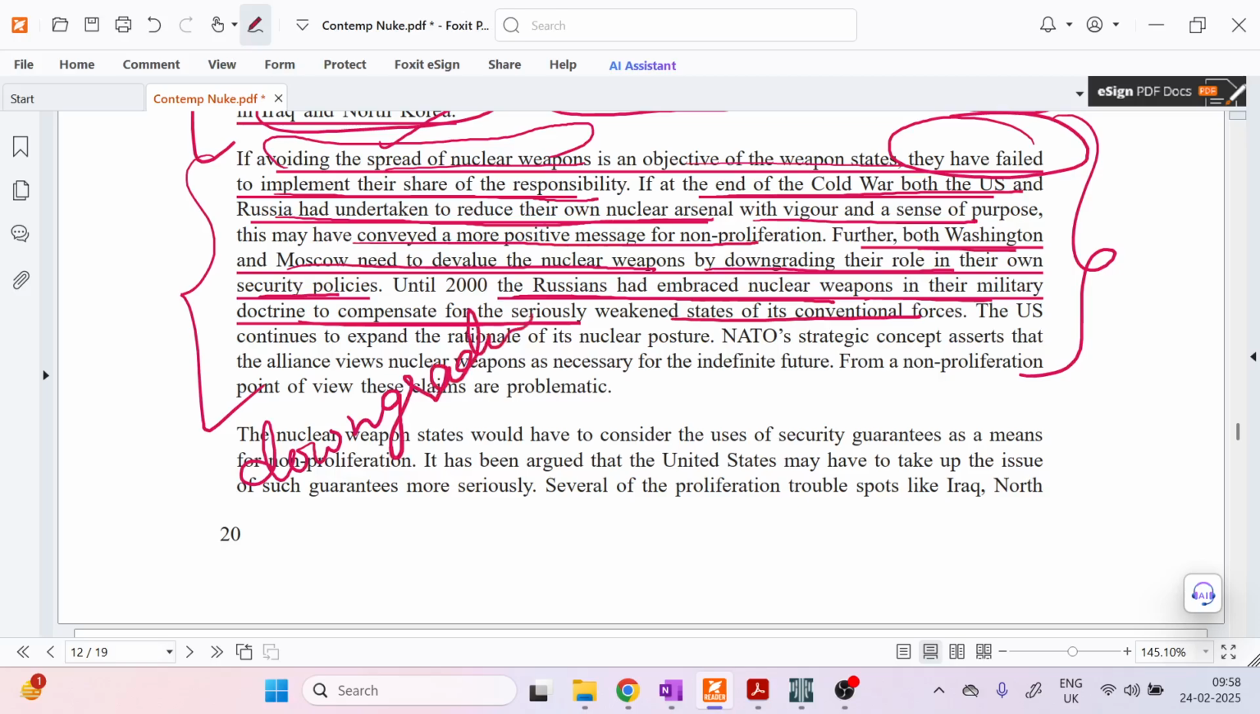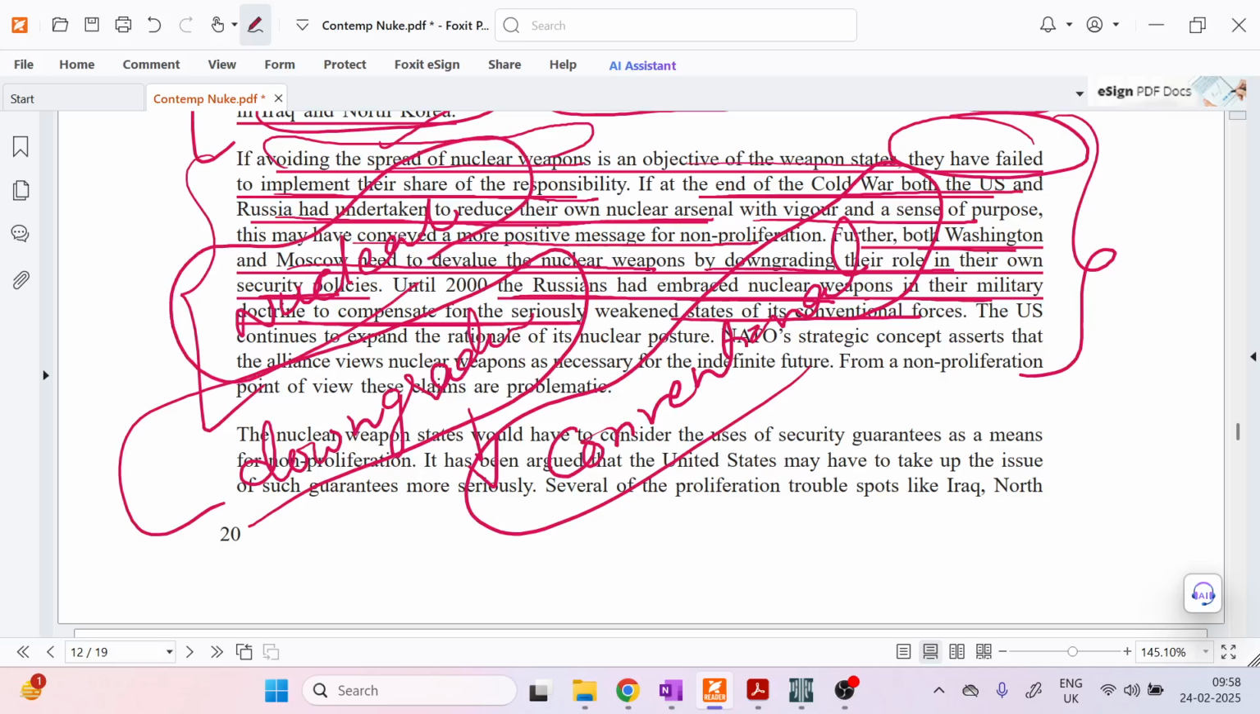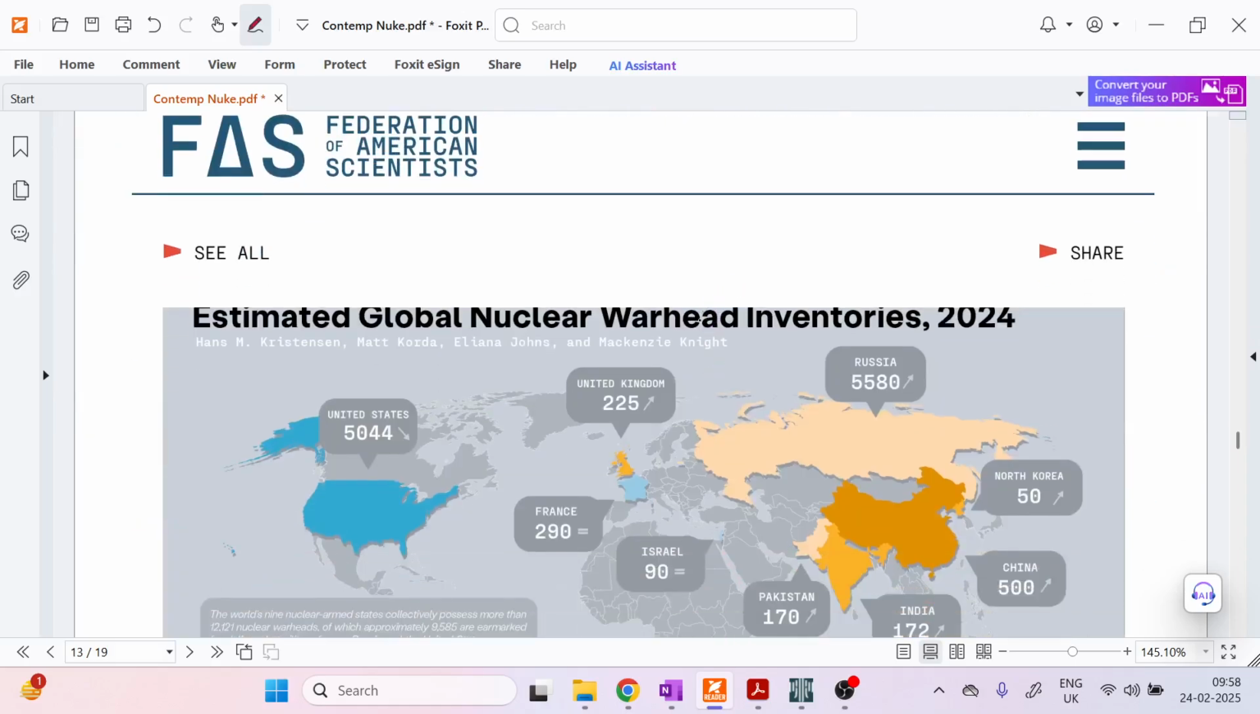If they downgrade the nuclear status to the extent that nuclear weapons would not be placed in their military doctrines, which is, they give more place to conventional weapons and conventional ammunition, and nuclear weapons are sidelined to the extent that they are only weapons of last resort, then this downgrading will also give further impetus to nuclear non-proliferation.